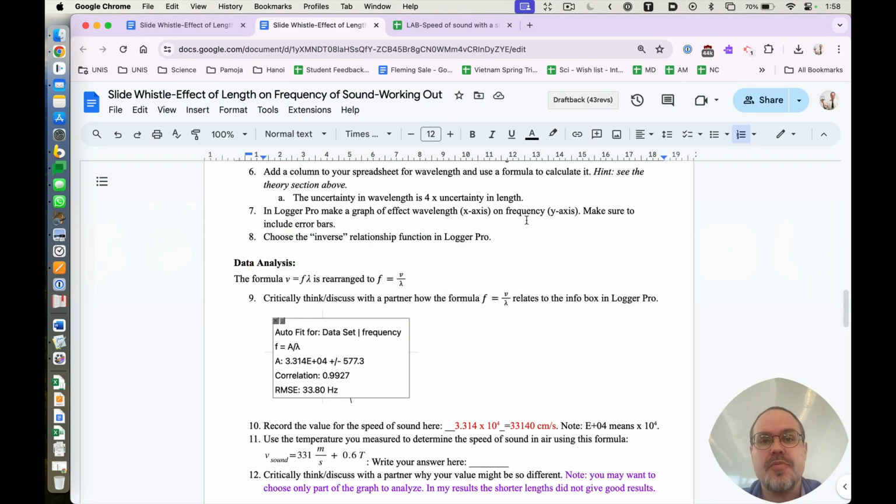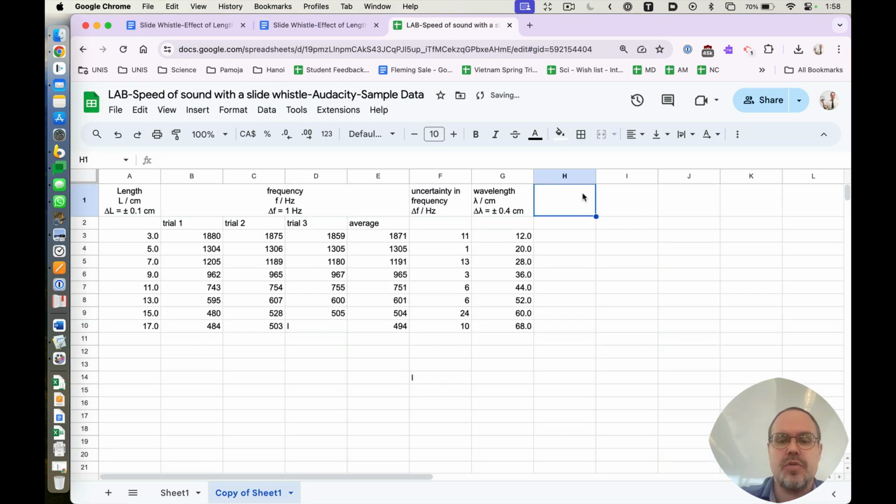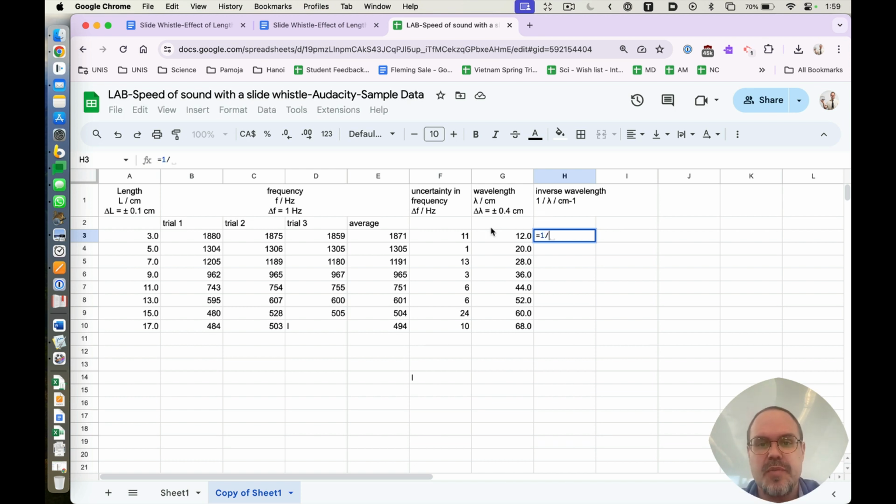So we just go to our table, make a new column. We're going to call this inverse wavelength. It will be 1 over lambda. The units will be centimeters to the minus 1. And the uncertainty we'll ignore for now, we might do it afterwards. We'll see how the extension goes. I'm not sure yet. What formula can we get to 1 over wavelength? Well, here's the wavelength. So the formula will be 1 divided by this, and then fill down.